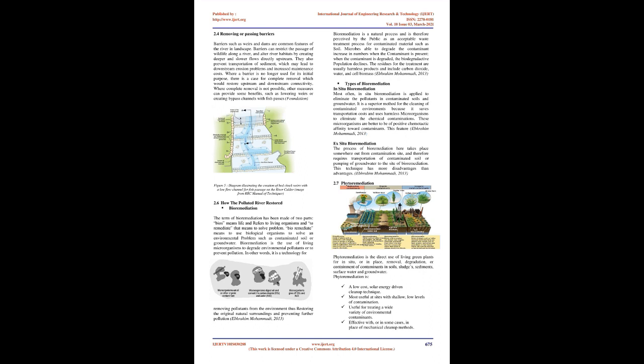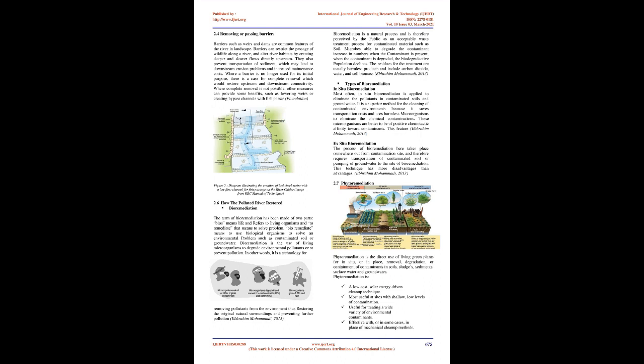2.4 Removing or passing barriers. Barriers such as weirs and dams are common features of the river landscape. Barriers can restrict the passage of wildlife along a river, and alter river habitats by creating deeper and slower flows directly upstream. They also prevent transportation of sediment, which may lead to downstream erosion problems and increased maintenance costs.